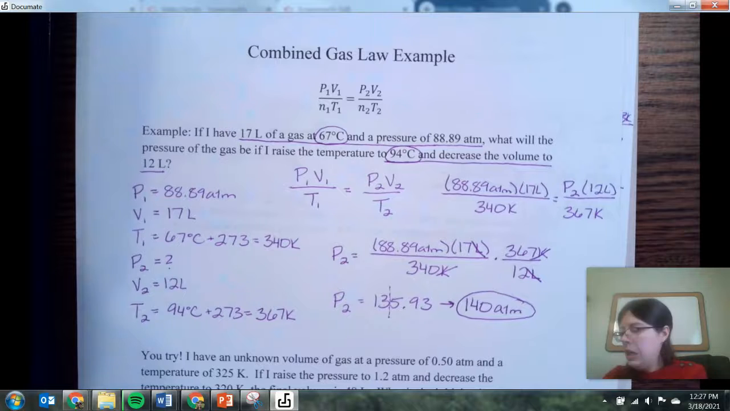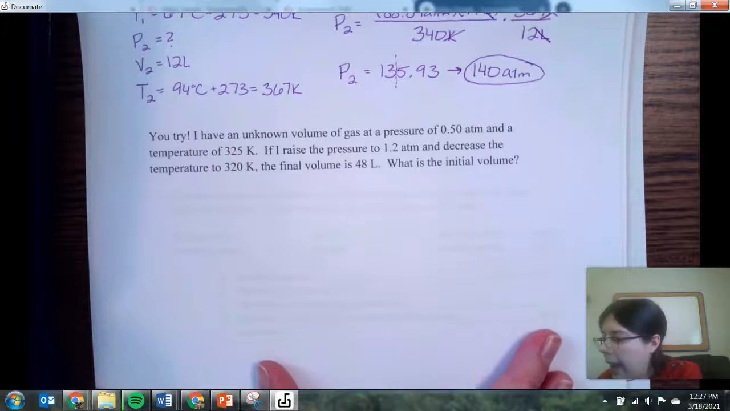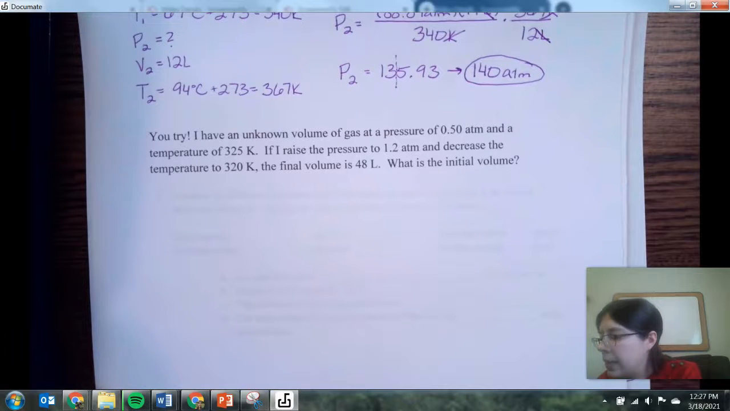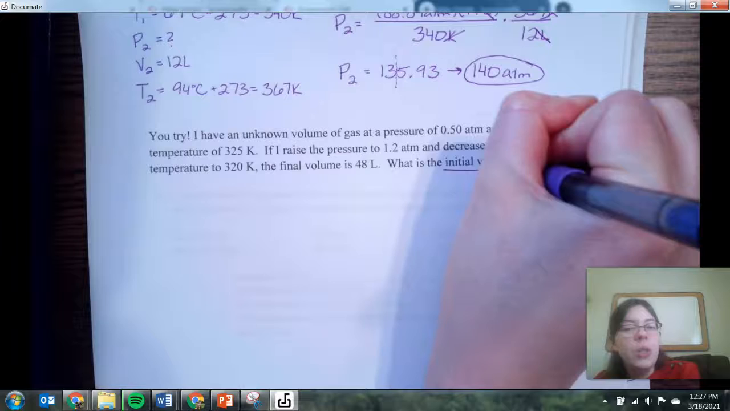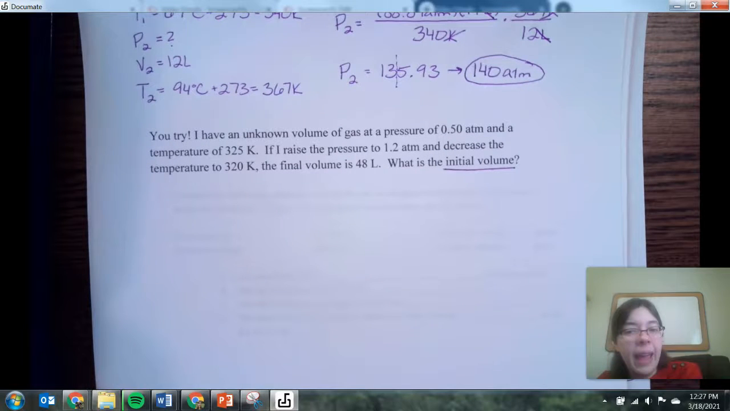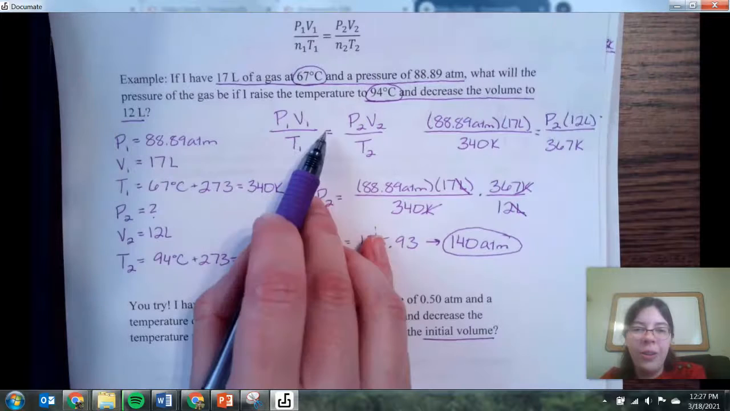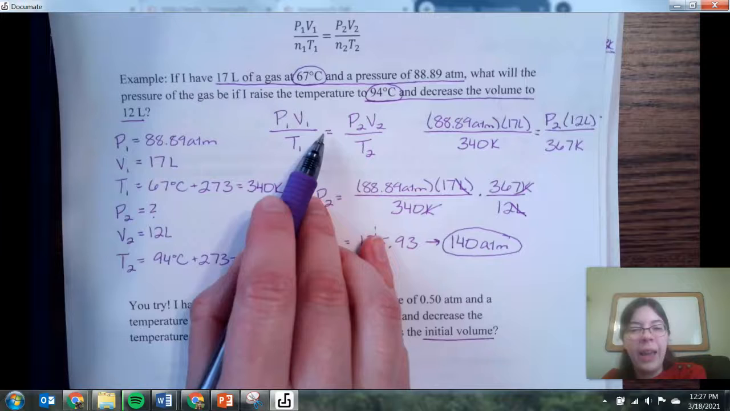Okay, so let's go ahead and we have the You Try. So I have an unknown volume of gas at a pressure of 0.50 atmospheres and a temperature of 325 Kelvin. If I raise the pressure to 1.2 atmospheres and decrease the temperature to 320 Kelvin, the final volume is 48 liters. What is the initial volume? So that's going to be my V1. So go ahead, try this problem on your own. Again, it doesn't talk about moles, so we can simplify that equation just like we did up here. So try this on your own, and then come back and we'll go through the answer together.